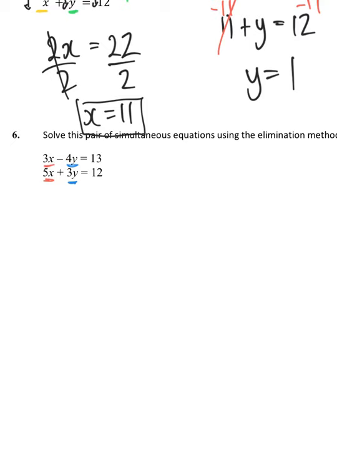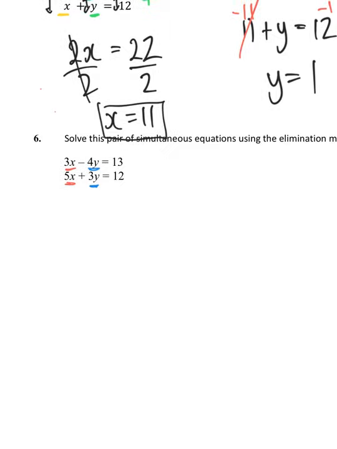So what you've got to do is multiply the top equation and the bottom equation to try and match up either x's or y's. You can do it either way. There's no right or wrong. If you decide to multiply your top equation by 5 and your bottom equation by 3 to match up your x's, that's fine. What I'm going to do though is match up the y's.